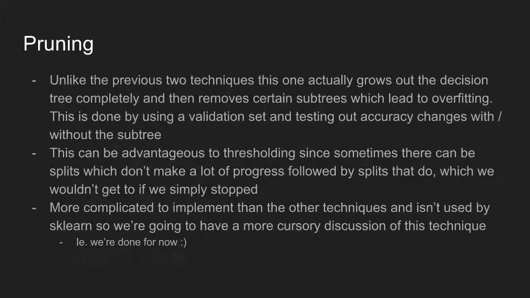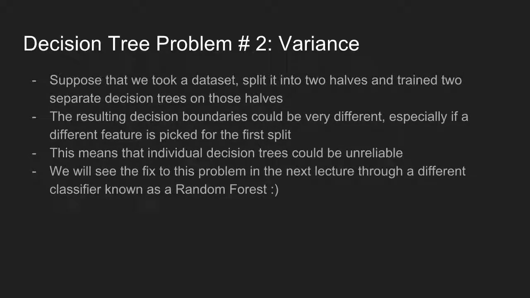And so lastly, okay, I'm just going to explain this. We have another problem of decision trees, which is that they can be very high variance. Essentially what I mean by that is, suppose I took my data set, split it into 2 halves, and trained separately on those 2 halves. We could have very different trees, especially if a different feature is picked for the first split. And that means that decision trees can be very unreliable.